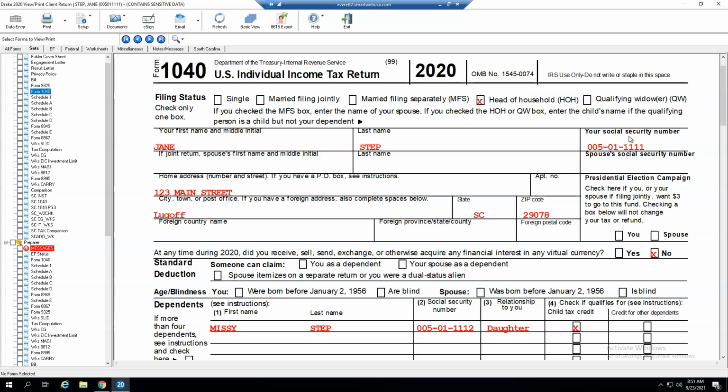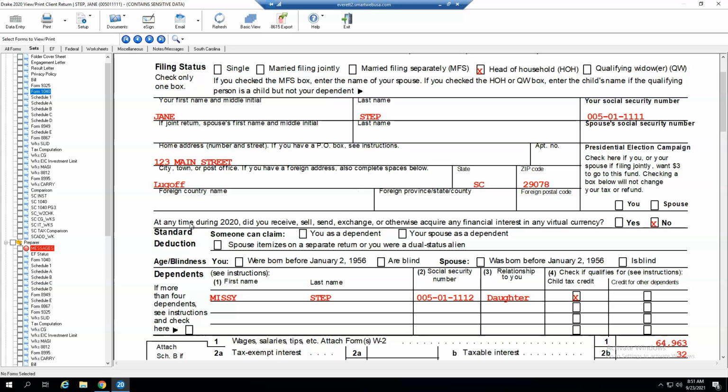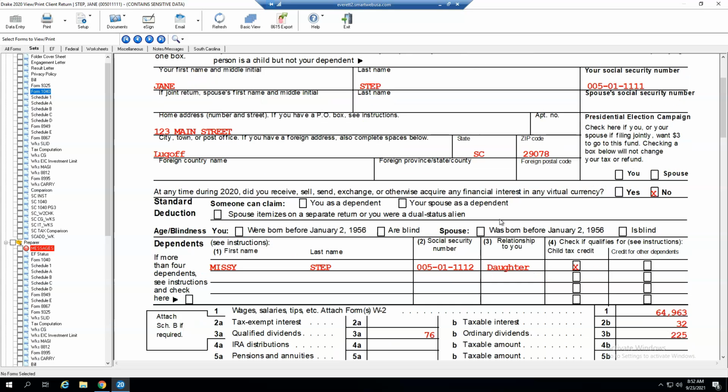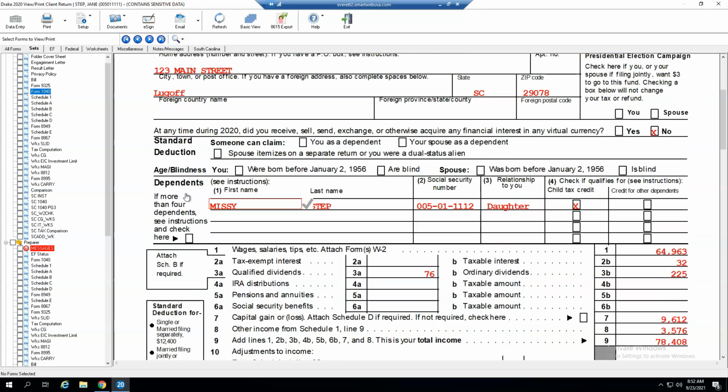Okay. So you verify that your name, social security number, address, everything is correct. Now, please note that the cryptocurrency or virtual currency question is here. I'm not sure where it's going to be for the 2021 tax return, but on the 2020, there's this question here on the virtual currency. Make sure you answer that appropriately. Okay, and then we get down to the dependents, to make sure the dependent information is correct.